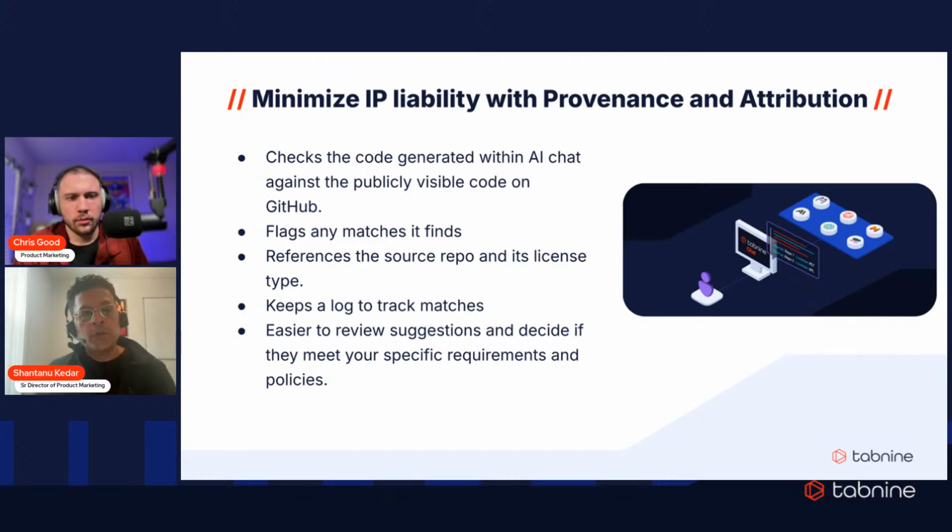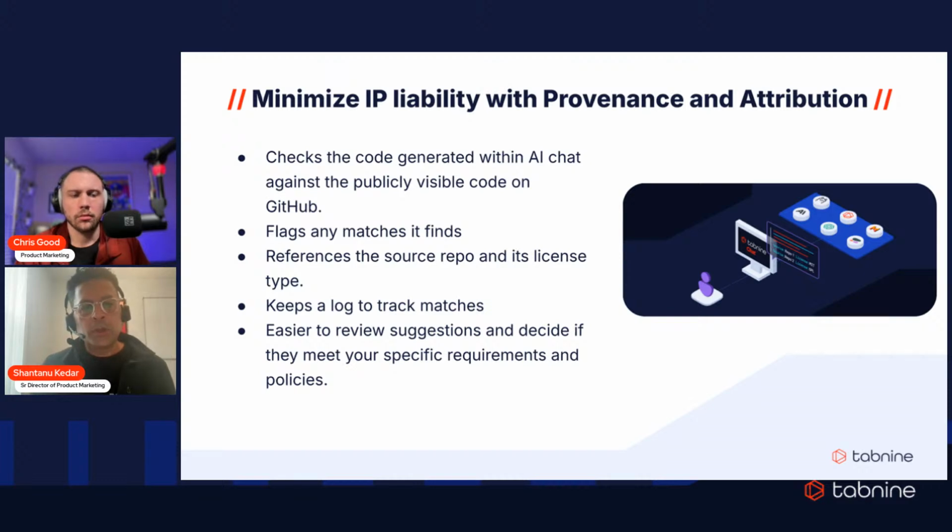After you invoke an AI agent or submit your prompt in AI chat, Tabnine checks the generated code against all the publicly visible code on GitHub. If Tabnine finds a match, it notifies you within the chat interface itself and lists the source repo. So it will tell you, hey, this is the match that I found. Here's the name of that repo as well as the license type for that repo, whether it's a GPL license, a BSD license, or an MIT license.